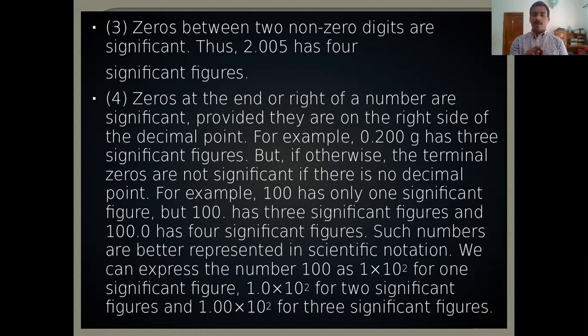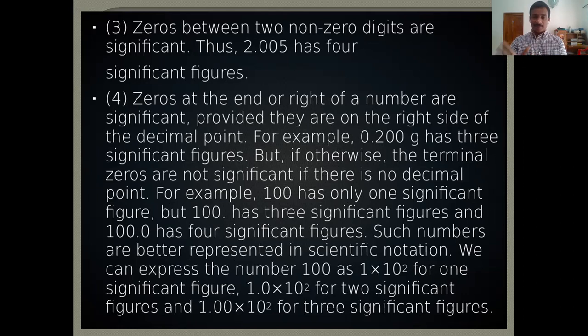And 100.0 means these 3 are certain and the last 0 is uncertain. So there are 4 significant figures in the case of 100.0. Such numbers are better represented in scientific notation.